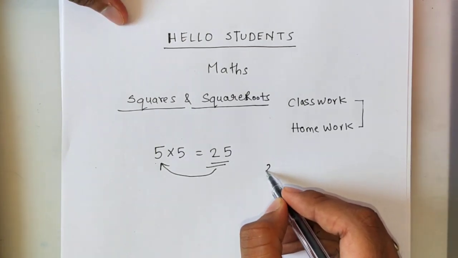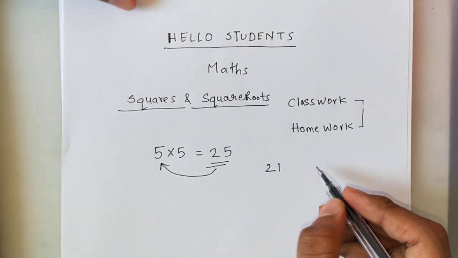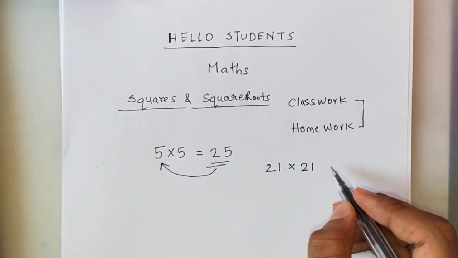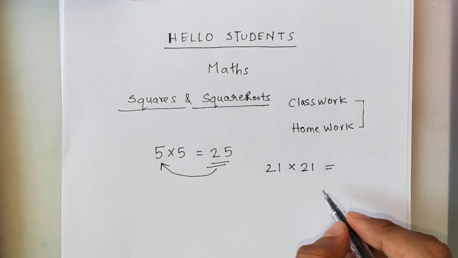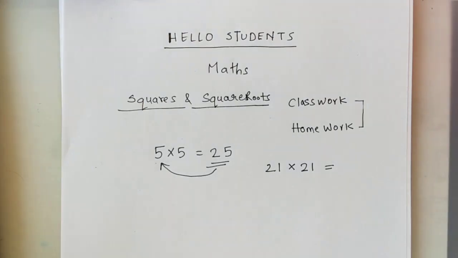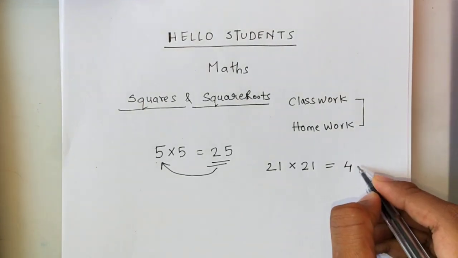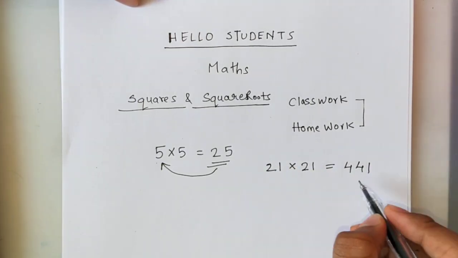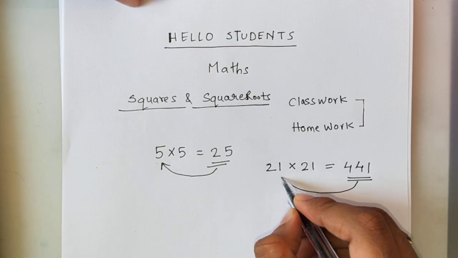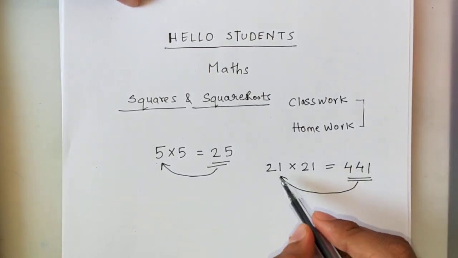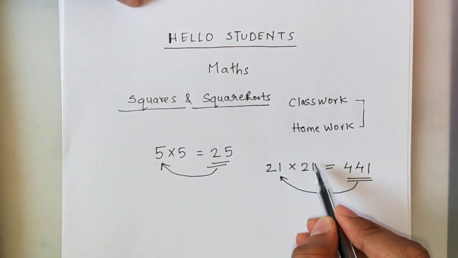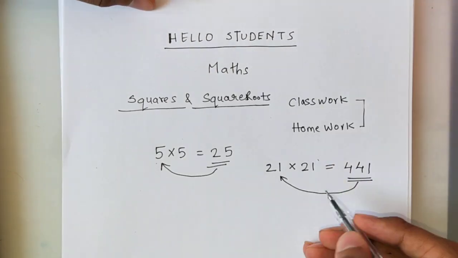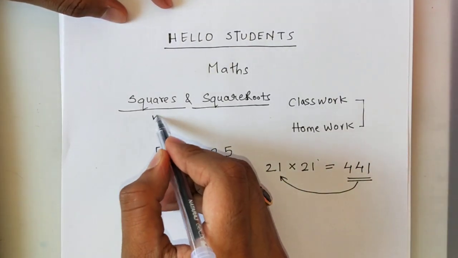Another example here is 21. When I multiply 21 with itself, what is the square of 21? It's 441. So 441 is a square of 21. Square means multiplying the number with itself. Now we understood what squares are.